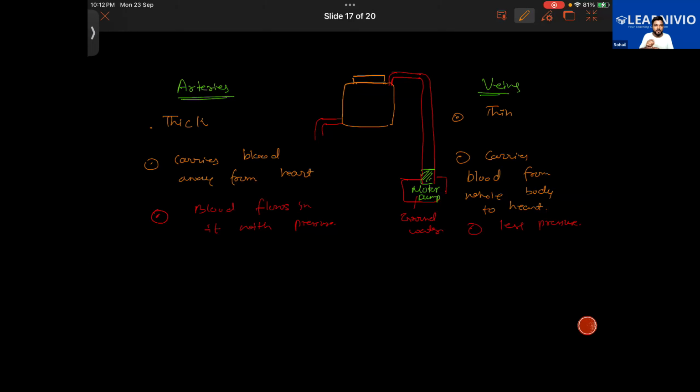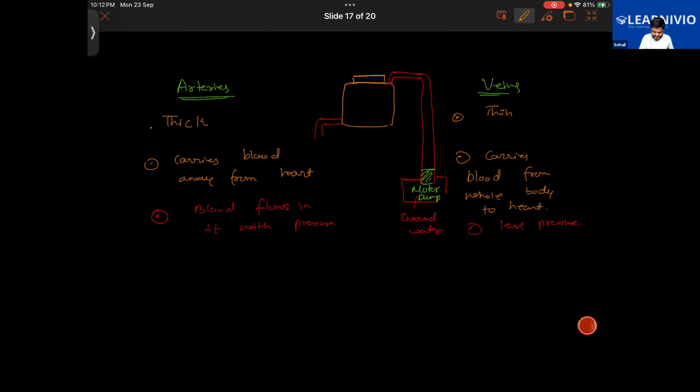So the blood will be flowing in the artery with pressure. But the veins, on the other hand, are not under any pressure. They carry deoxygenated blood from different parts of the body and bring that blood to the heart, and it does not have that much pressure in it. So that is the difference between artery and veins.